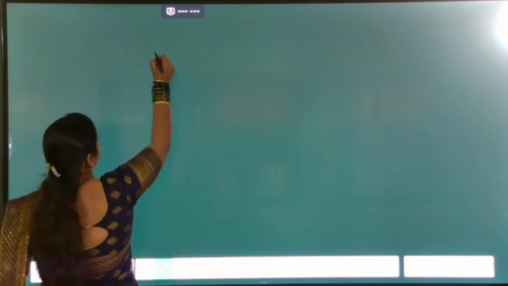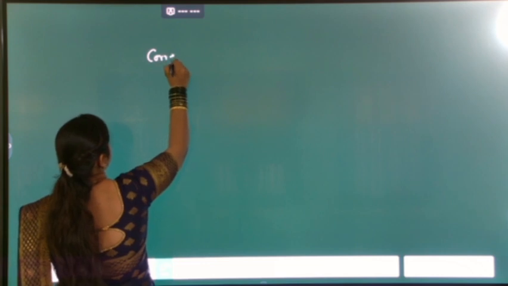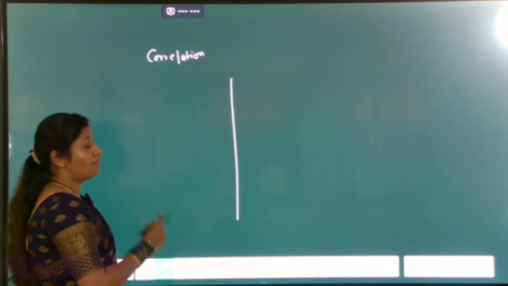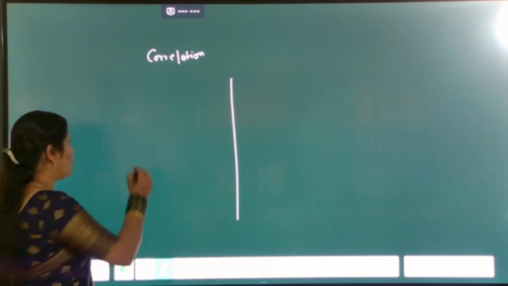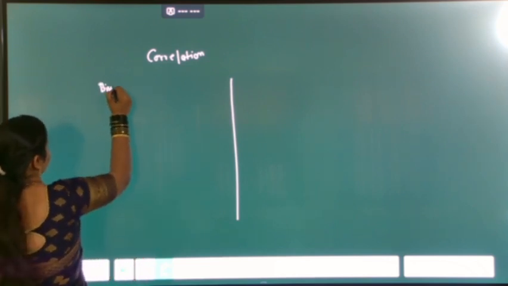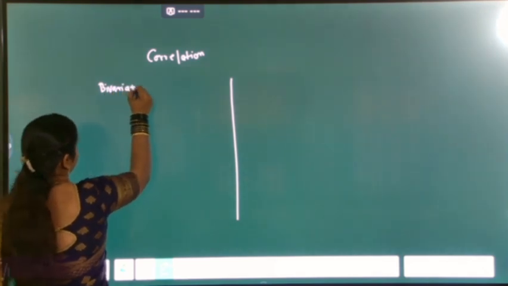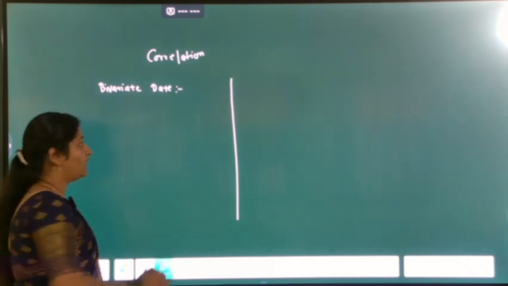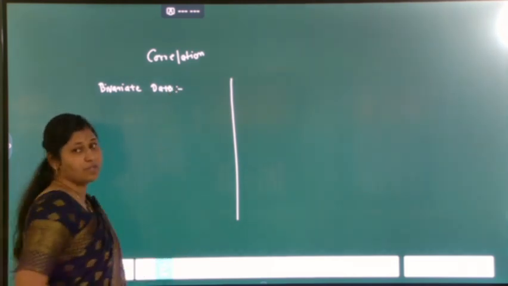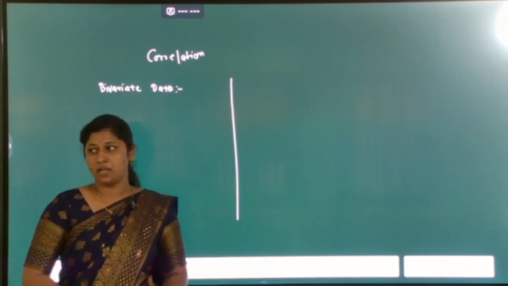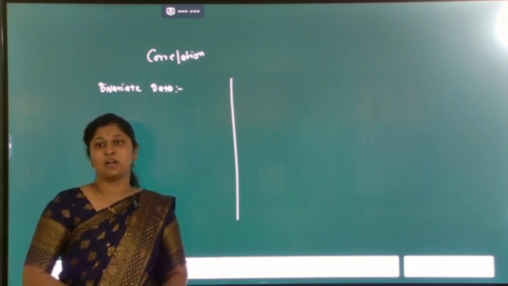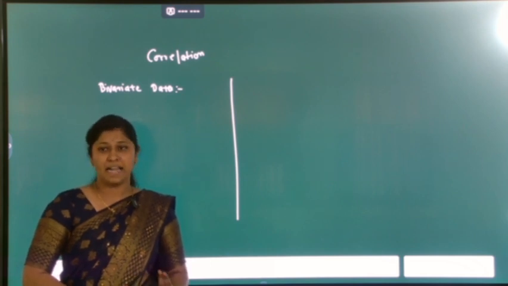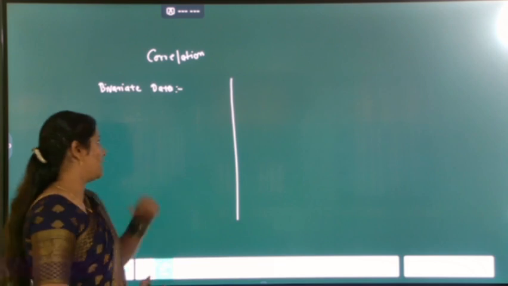Today, we see the topic correlation. The first concept for correlation is bivariate data. What is the definition of bivariate data? If we consider one single variable, for example, number of students in a class, it is called univariate data. If we consider two variables, height and weight of a person, it is called bivariate data.